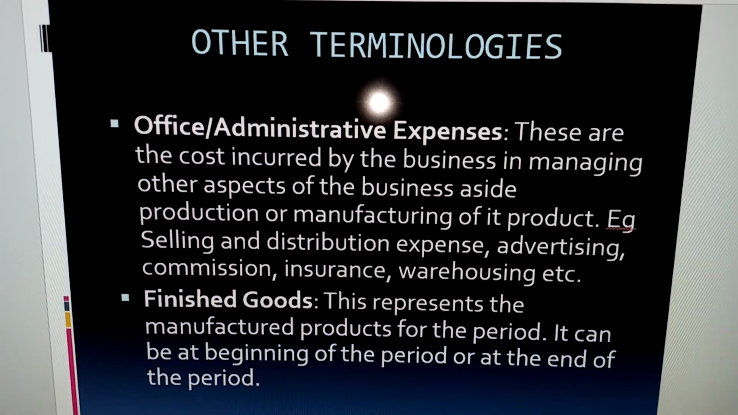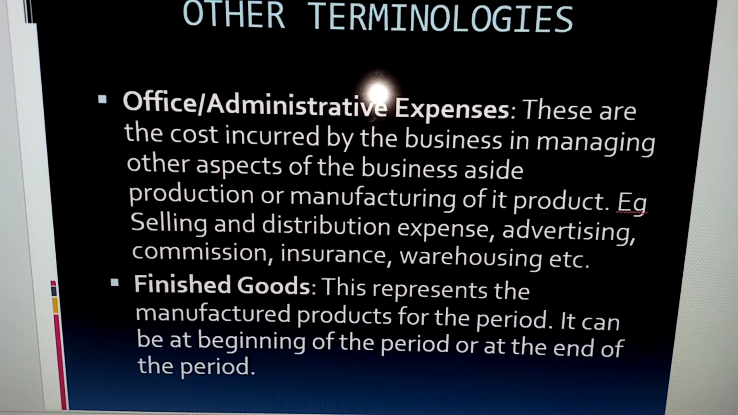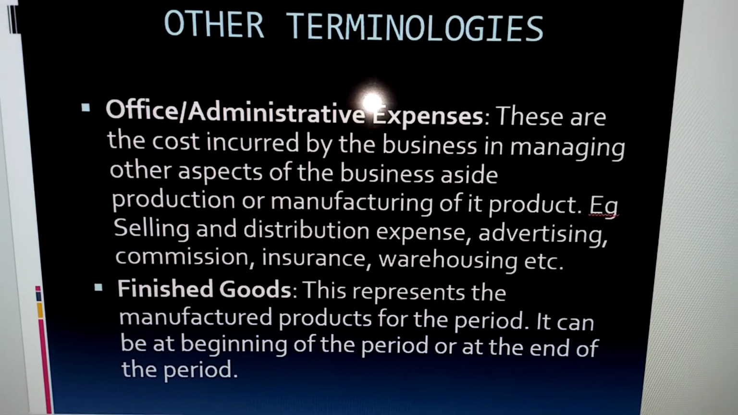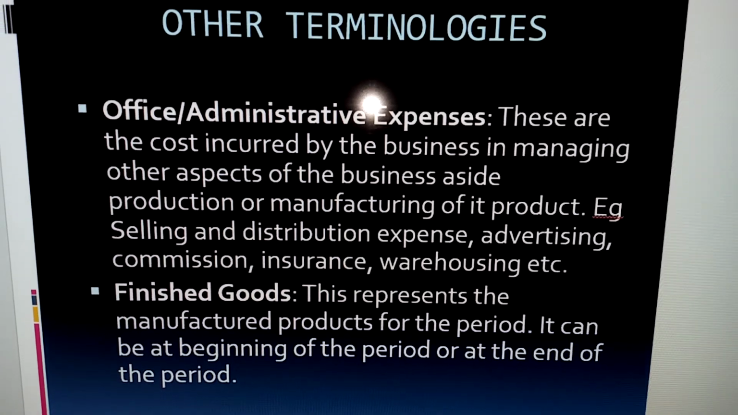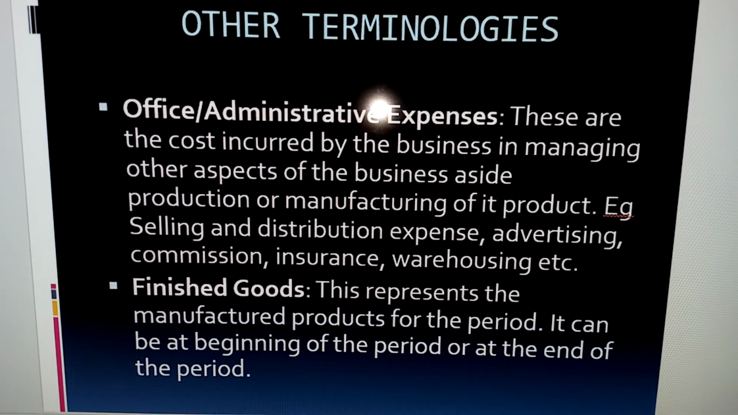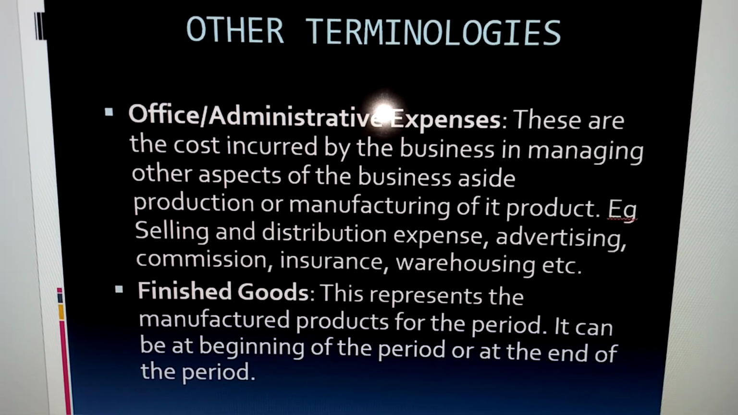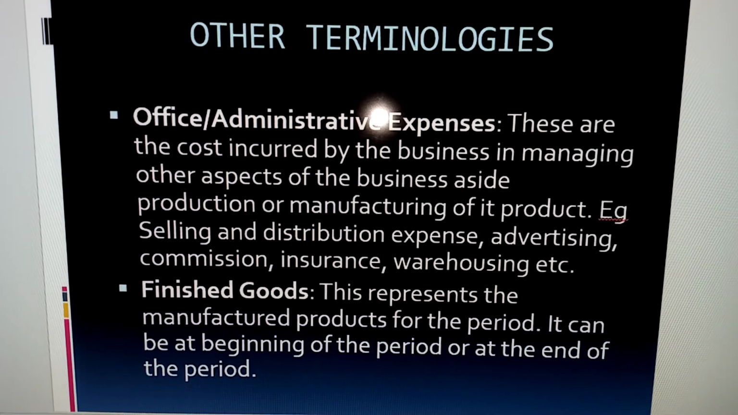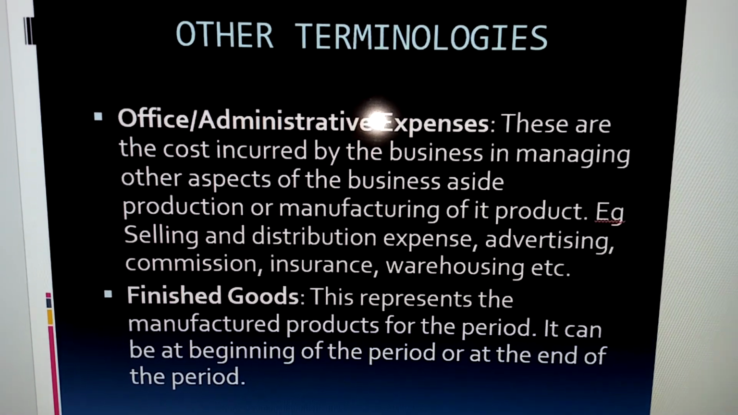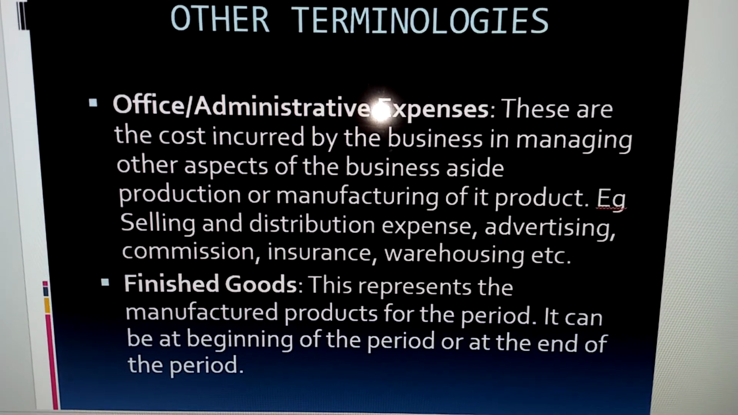Now, here are other terminologies. In the last class, we talked about direct materials, direct labor, prime cost, and work in progress. Now, in this class, we're going to be talking about some other terminologies. We have office or administrative expenses. After producing, we have the trading section that is involved with selling and distribution. So we have other expenses called office expense or administrative expense.